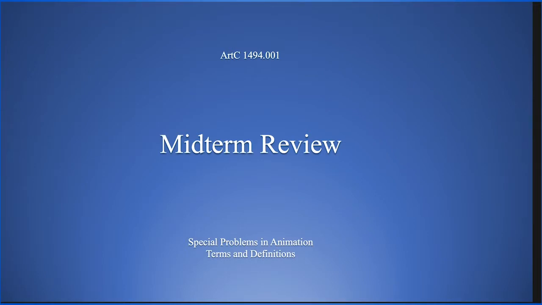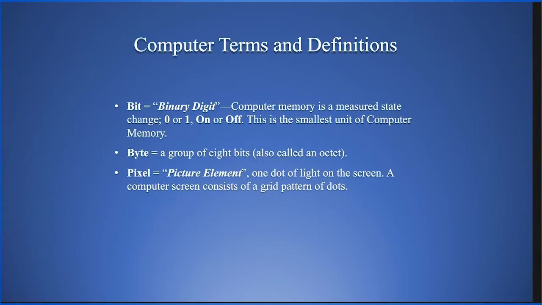This is the midterm review for special problems in animation terms and definitions from spring of 2019. Now, some computer terms and definitions that you need to know include bit, which stands for binary digit.